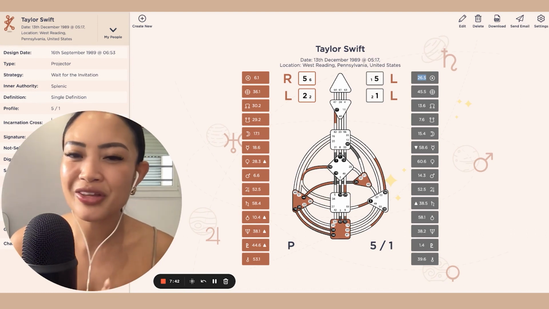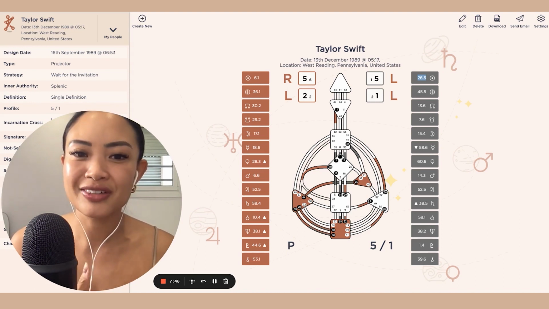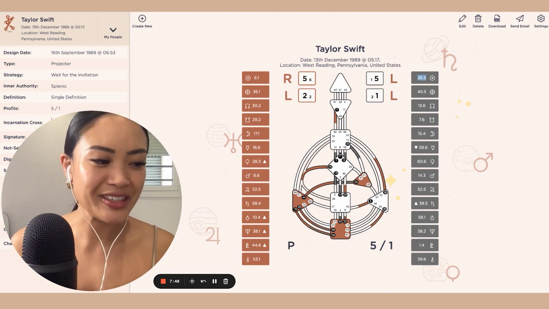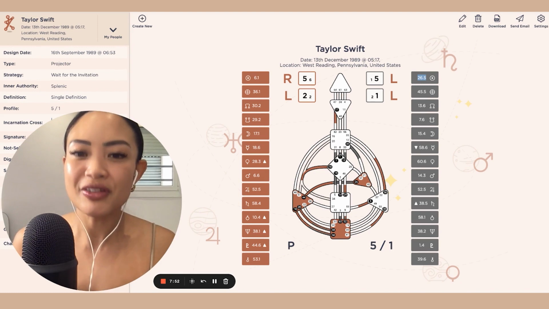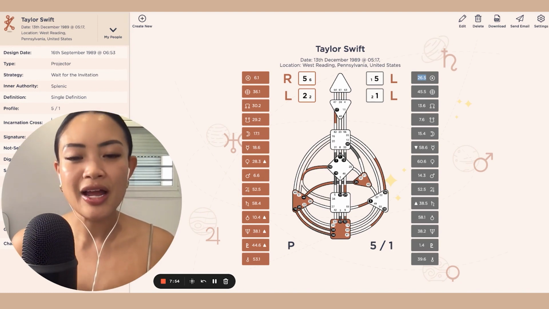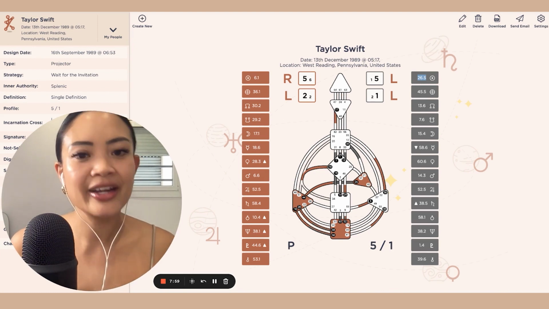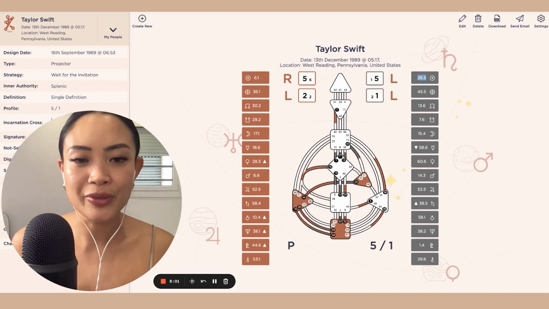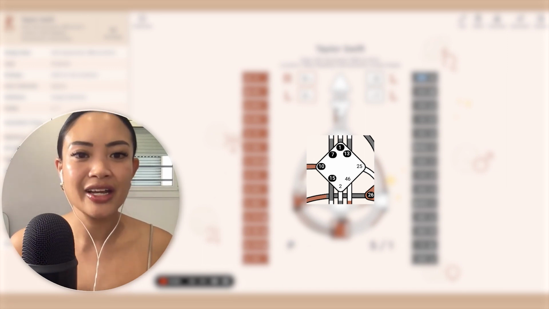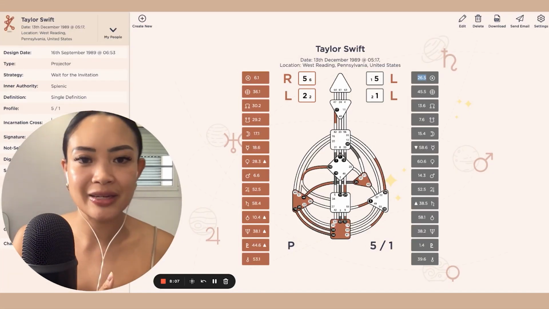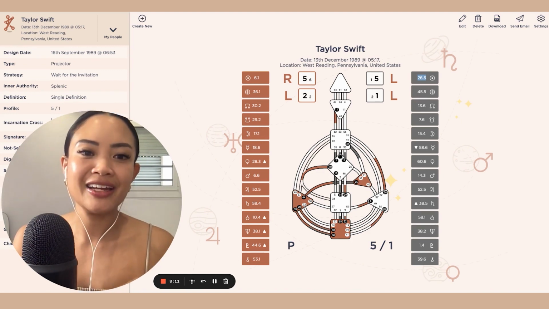But another thing that I'm sure Taylor Swift is known for is her love for love. It's no secret that she's had a lot of different relationships, different people. And I say that with no judgment. It's just based on what we've seen in the public eye. So with her Open G Center, which is the center of love and identity and direction, there is this theme of potentially being fixated on finding love.